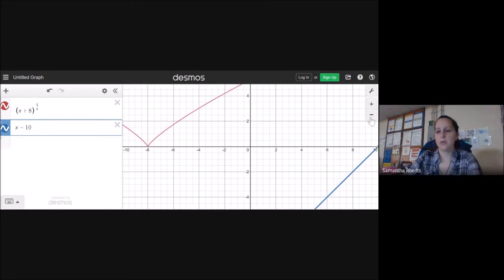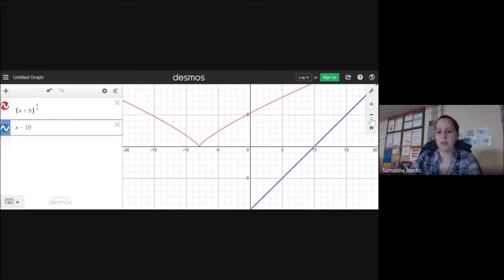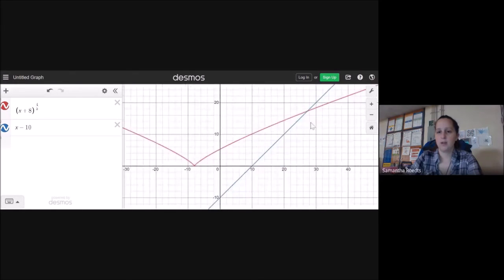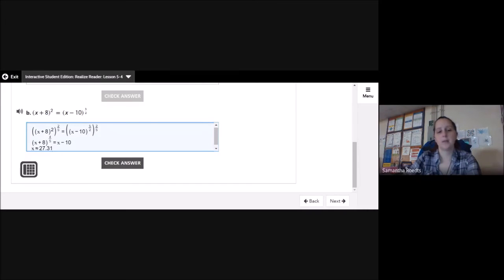Okay. When I do that, I get these two lines. We can zoom out, and we can see that they intersect at 27.311 and 17.311. So when y is about 17.31, x is 27.31. X is approximately 27.31.